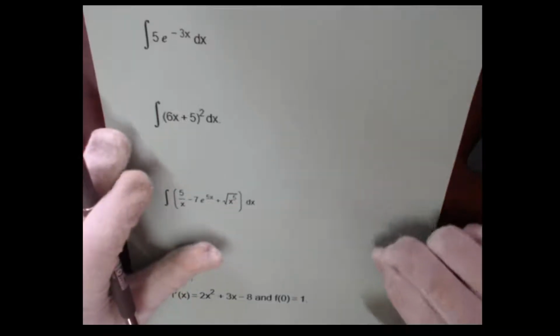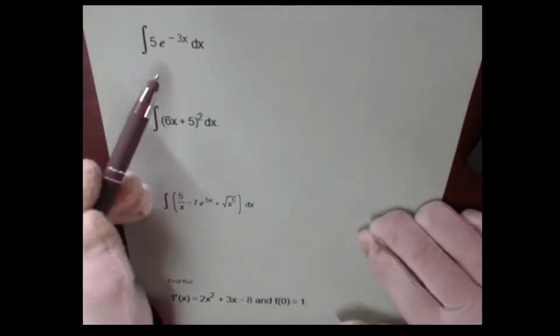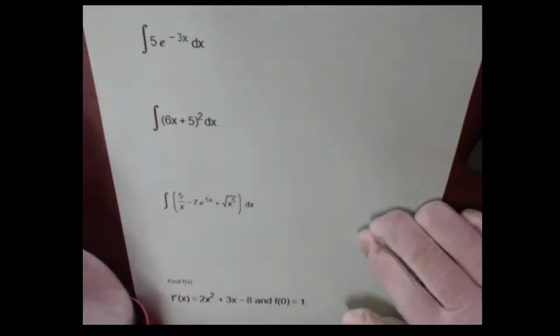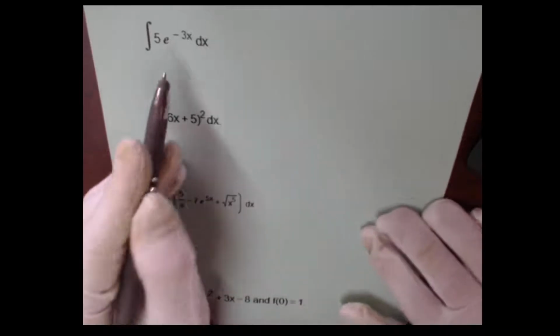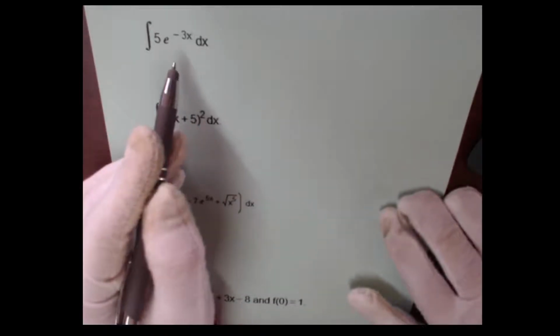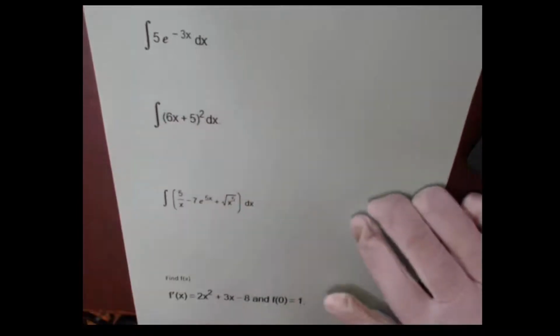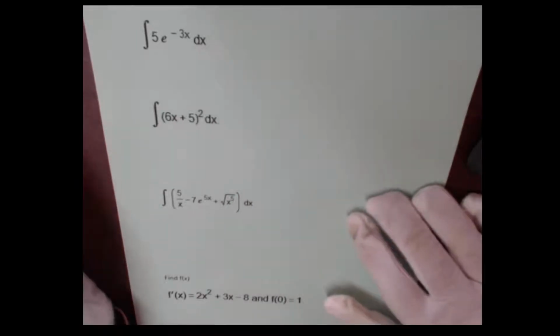Time for a few more examples. What would be the integral, or what would be the antiderivative, of 5e to the negative 3x? We've already done a little bit of this in the previous chapter. Remember that the derivative of e to the x is itself, e to the x, which is very special and very cool, in my opinion. So let's think about what the derivative of this would be.